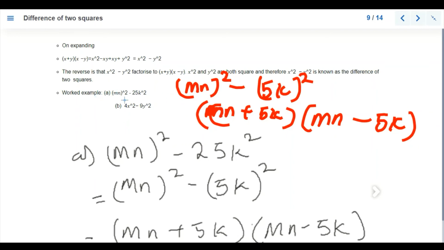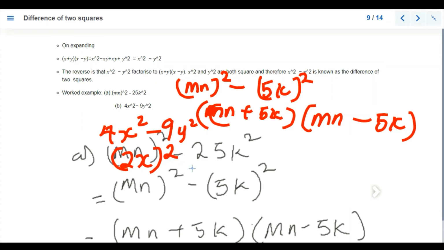So let's look at the second example, which is 4x raised to power 2 minus 9y raised to power 2. Now let's look for the perfect square of 4. Square of 4 is what? We have 2. And for 9 we have 3, because 2 times 2 will give us 4, and 3 times 3 will give us 9. So we have 2x squared.